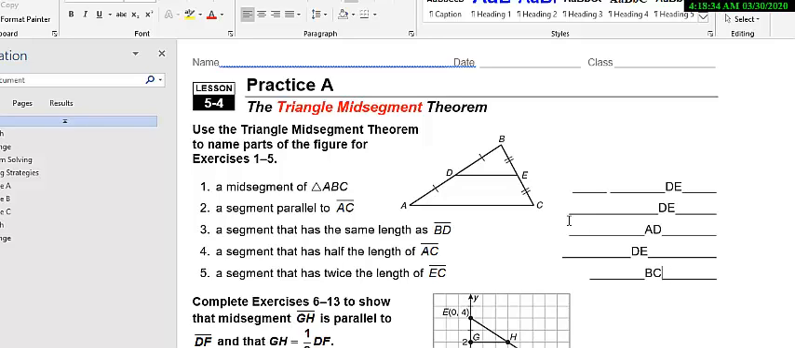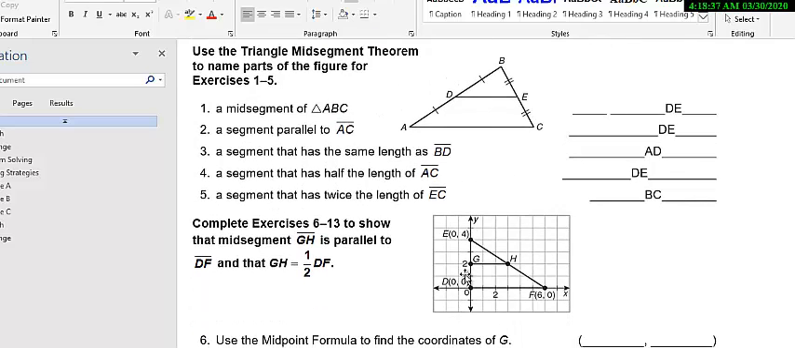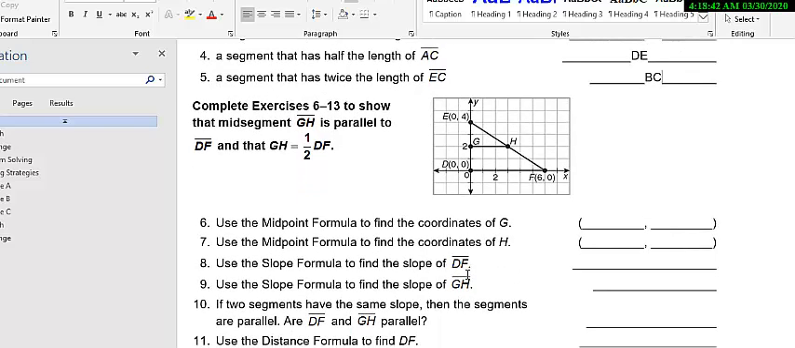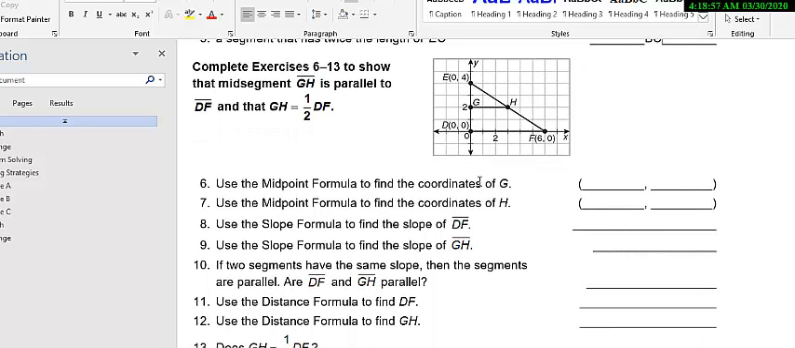We need to move to the next question, which is question number 6, from 6 to 13. The second type of question here. The question states to complete the exercise from 6 to 13. Show that the mid-segment GH is parallel to DF and GH equals 1/2 DF. Here in the given figure, he gave me the coordinates of the points. The point D is (0, 0), point F is (6, 0), the point E is (0, 4), and point G is midpoint.